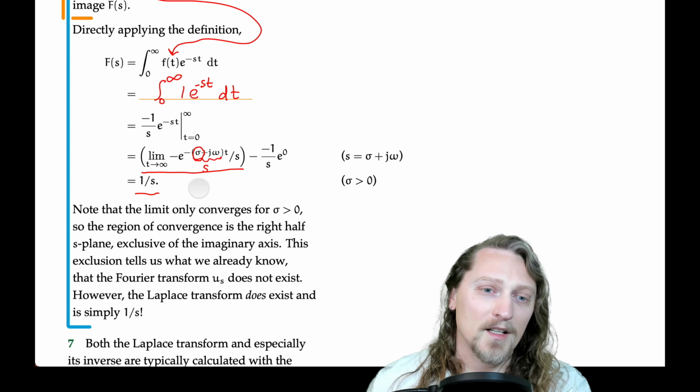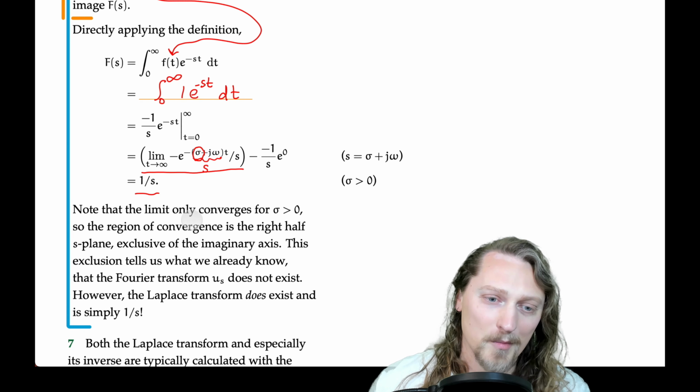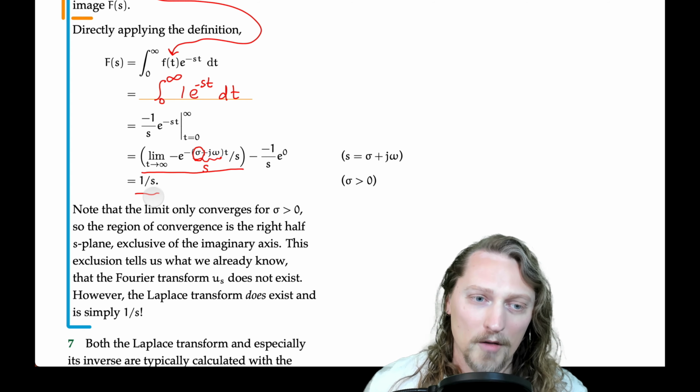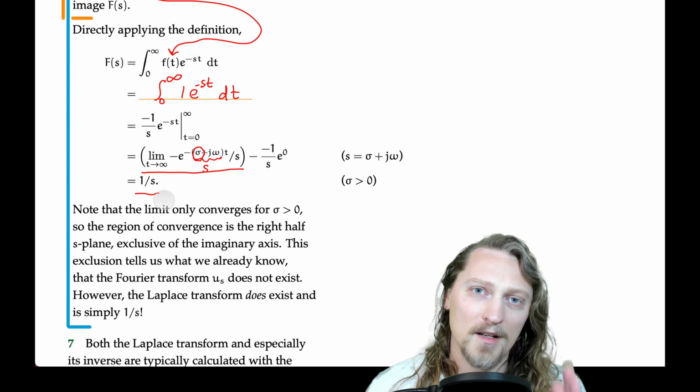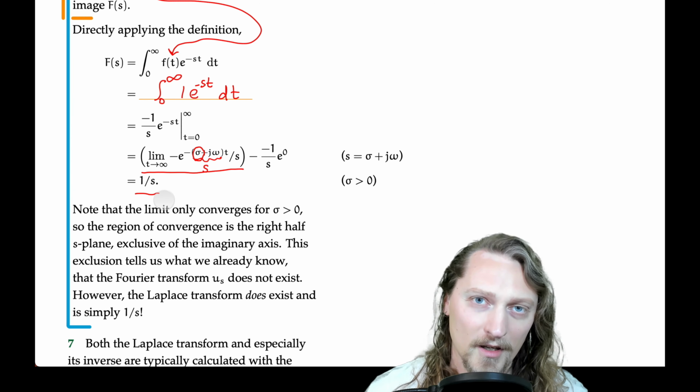So we've seen how to take the Laplace transform now, and it yields 1 over s. Our region of convergence is the right half plane, exclusive of the imaginary axis.